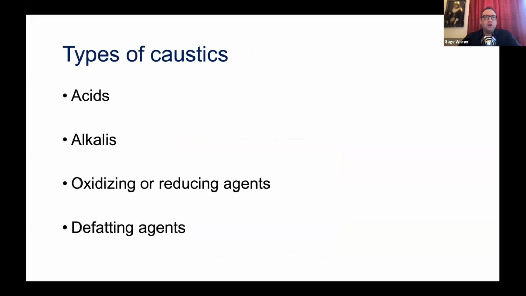And there's a number of different types of caustics, right? I think most of us typically think of acids and alkalis, but strong oxidizing and reducing agents, defatting agents, things like phenol are in that category. Can anyone think of some household acids that people might encounter?